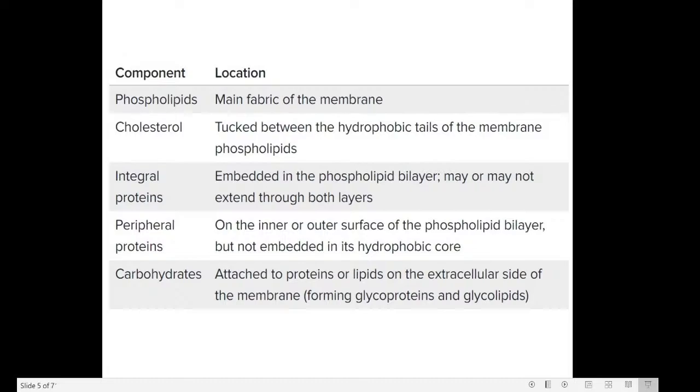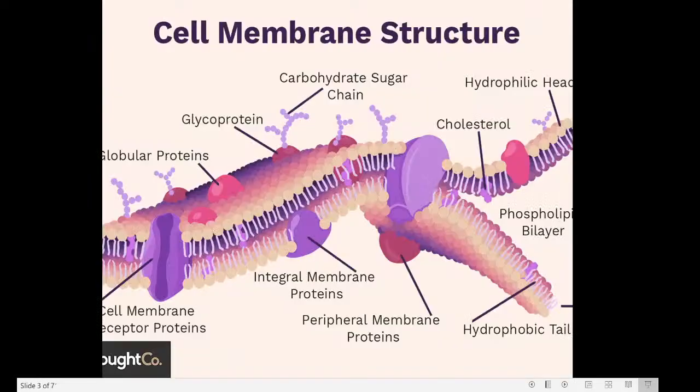Integral membrane proteins are embedded within the phospholipid bilayer. They may extend to both sides, but they are not necessarily extended; they are present inside, not extended through the bilayer. Peripheral proteins are on the inner and outer surface of the phospholipid bilayer. They are not embedded in the hydrophobic core. Here you can see the hydrophobic core is internal, so they do not touch it; they are present over it.